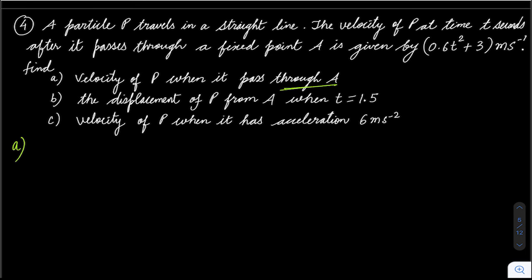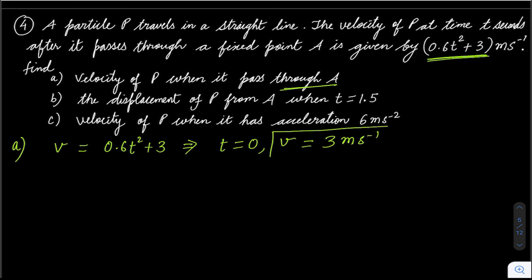So now we just figured it out. When it is at A, time is 0. It starts from time t equal to 0. So this is my velocity. Velocity is 0.6 t square plus 3. So when time t is 0, my velocity will be 3 meter per second. So that is the first part. Okay, so when the particle is at A, its velocity is 3.